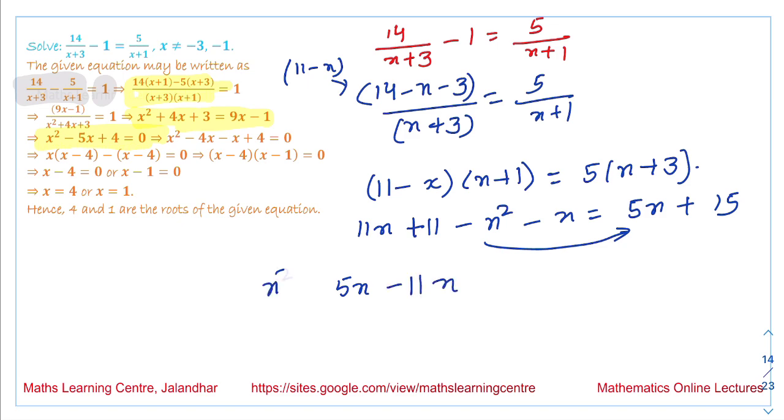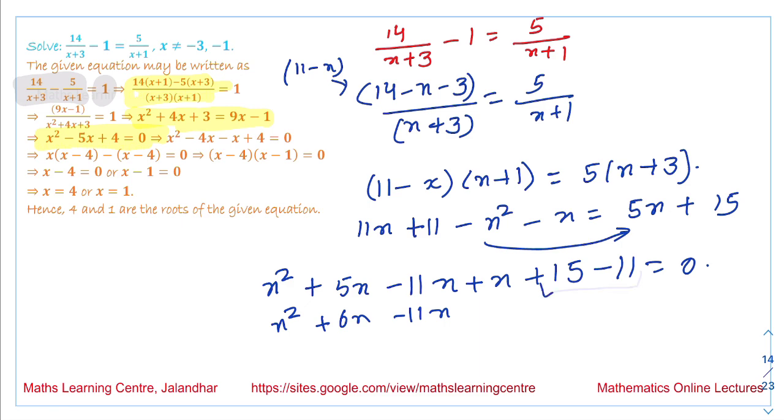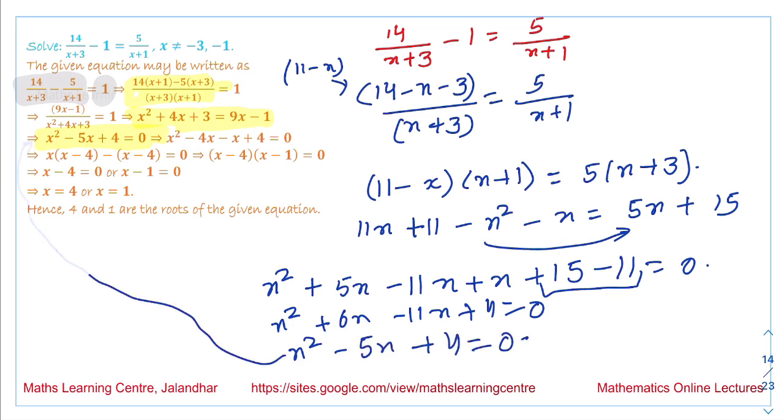This x² is there. Then we have shifted this term, it is plus x, then it is 15 - 11 = 0. So we get x² + 6x - 11x, and this term is equal to +4 = 0. So we are getting x² - 5x + 4 = 0. So this is the same equation we are getting. So it is up to you how you want to solve this equation.